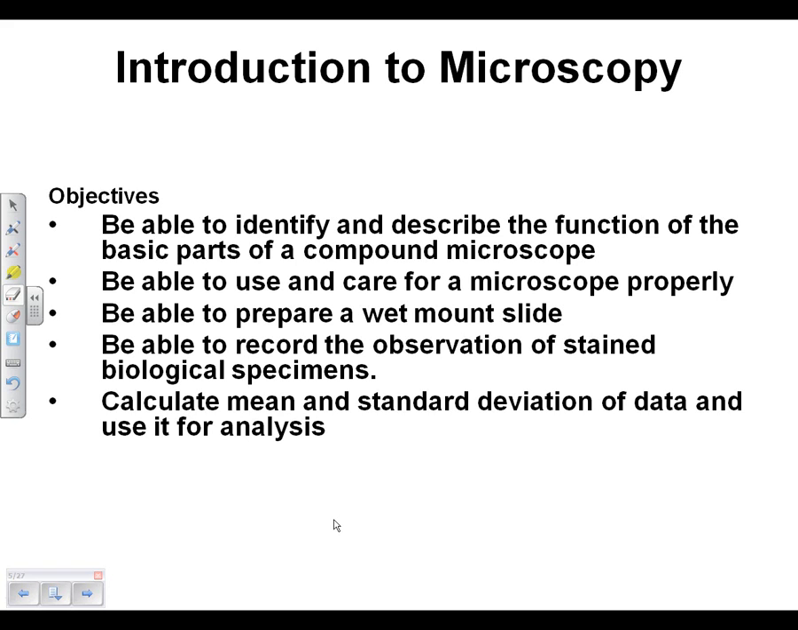So this first time around we're going to do a really simple experiment looking at yeast budding, which will help in your microscopy skills because yeast are really hard to look at. And we'll do a simple mean and standard deviation analysis for that as far as stats goes.